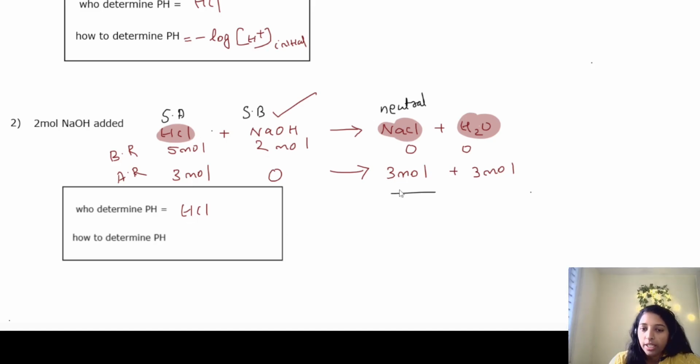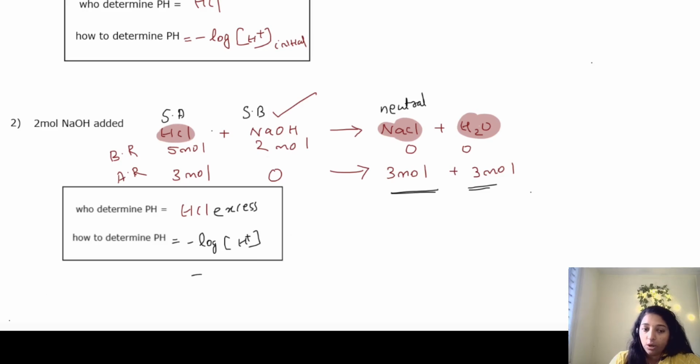Even though the reaction contains NaCl and H2O, you don't need to consider them. It's an H2O, HCl solution we are talking about, right? So who determines the pH? HCl will determine. HCl is in excess, correct? Not the initial amount. So how to determine the pH? Same, it is a strong acid, so negative logarithm of H plus concentration. Here the H plus concentration is important.